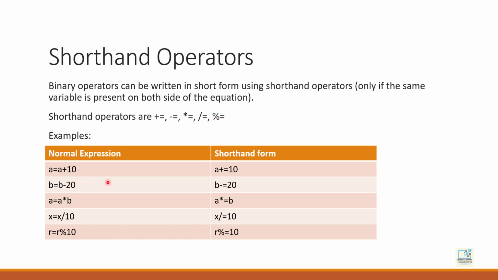I have some examples. A equal to a plus 10 can be written as a plus equal to 10. B equal to b minus 20 can be written as b minus equal to 20. A equal to a asterisk b can be written as a asterisk equal to b. X equal to x slash 10 can be written as x slash equal to 10. R equal to r mod 10 can be written as r mod equal to 10. The only condition is that the same variable should be present on both sides of the equation. Then only we can convert that expression to shorthand.